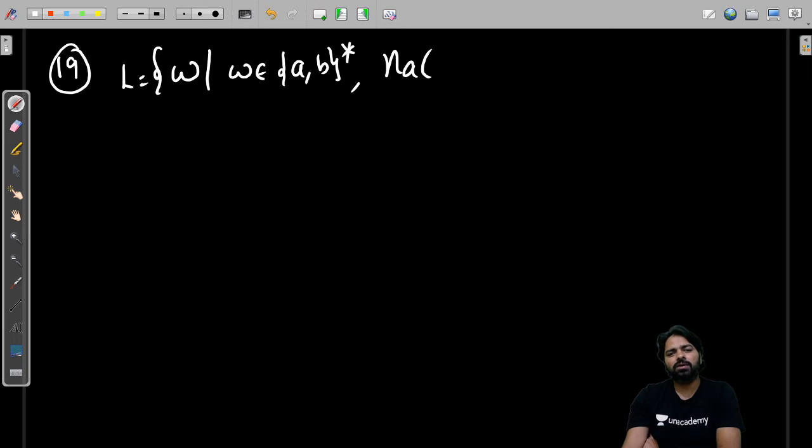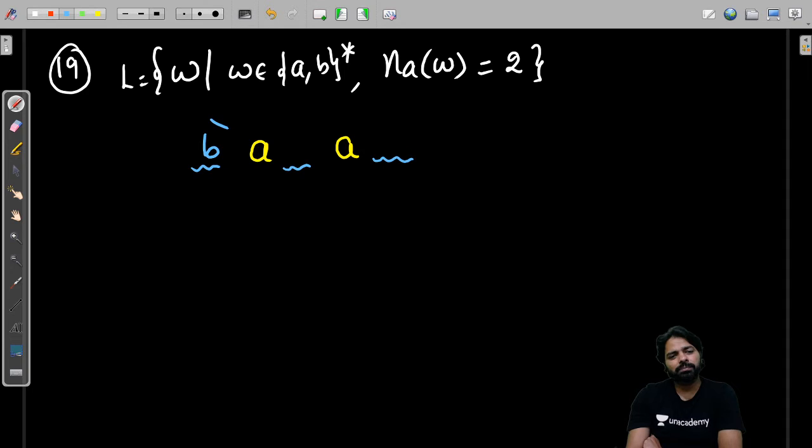Suppose I want the number of A's in a string to be exactly 2. How do you write this? A's exactly 2, but B's is not mentioned. So A's fix the positions, exactly 2, and B's doesn't matter. Any number of B's can come from any place. So you can write B star, B star, B star.